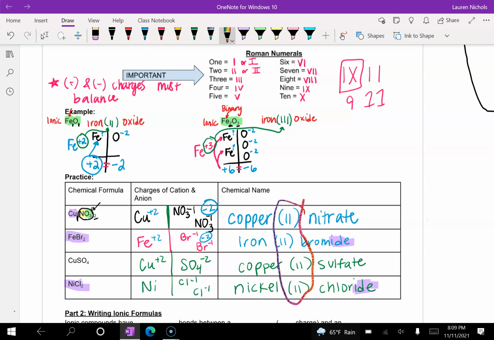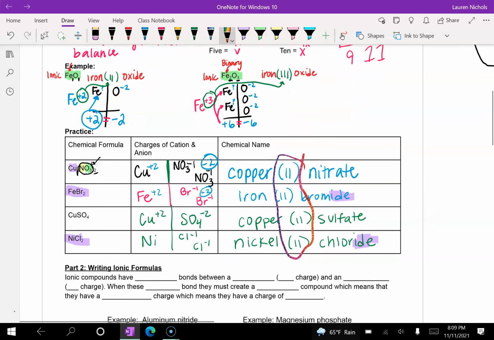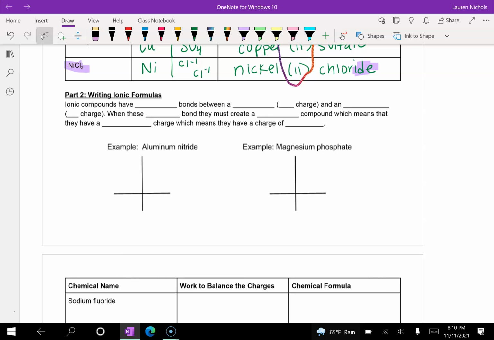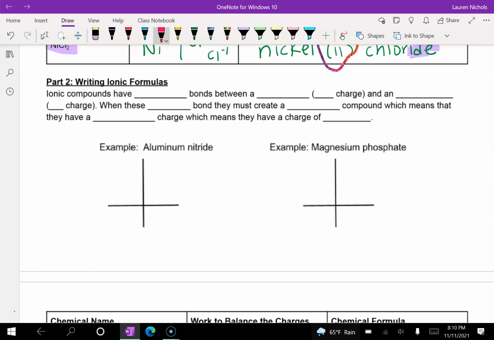So that's my bad. But now that we're done with naming and wrapping that up, let's get into writing ionic formulas. Okay, so when we are writing ionic formulas, the thing that we have to remember is that ionic compounds have ionic bonds between a cation, which, remember, cats have paws, so cations are positive, so they have a positive charge, and an anion, which has a negative charge. So the positive and negative charge attract each other and create that ionic bond.